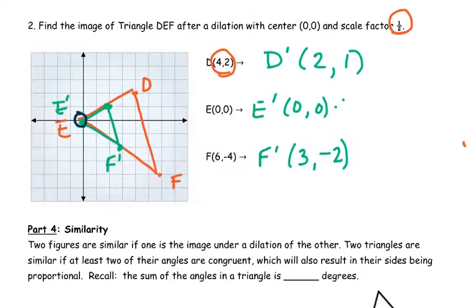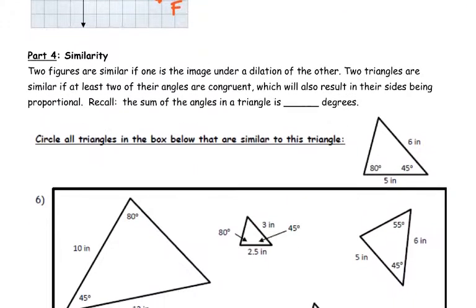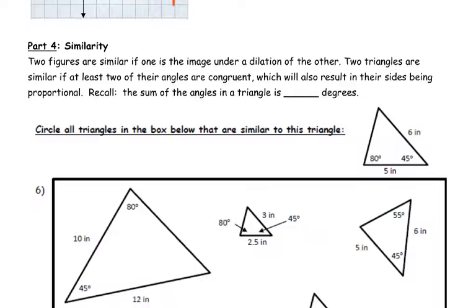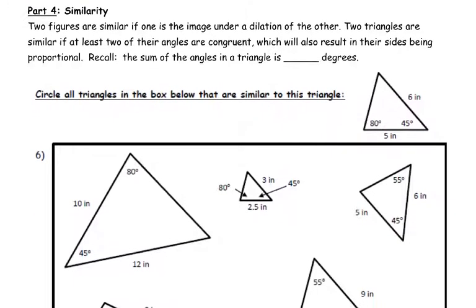Okay, so let's take a look at part 4 here. Two figures are similar if one is the image under a dilation of the other. So we are going to be asking you to prove that they are similar, and so to prove it, you will have to show that one is a dilation of the other.